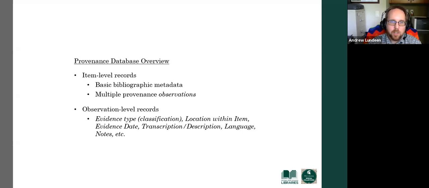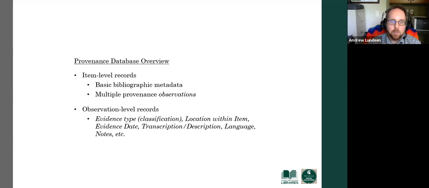So I think it might be useful here to talk briefly about how our provenance database is arranged in the back end. There are two basic types of records in the database. There are item level records. So these are for individual books in our collections. And these come with certain basic bibliographic metadata imported directly from our catalog: title, author, date of publication, that sort of thing. But then each of these item level records can have any number of observation level records attached to it. And these records are for the individual instances of provenance evidence that we observe in any particular book.